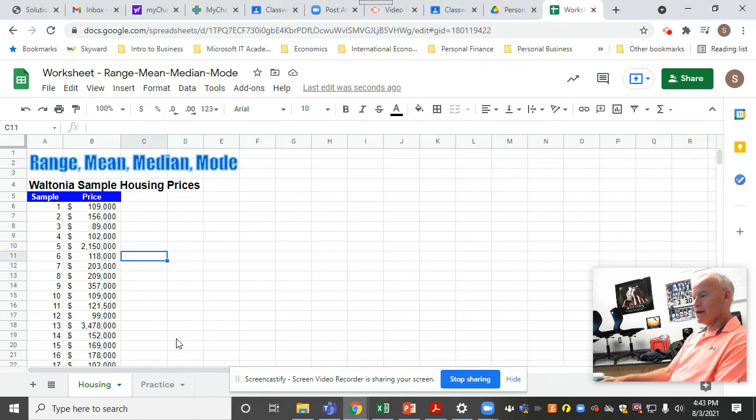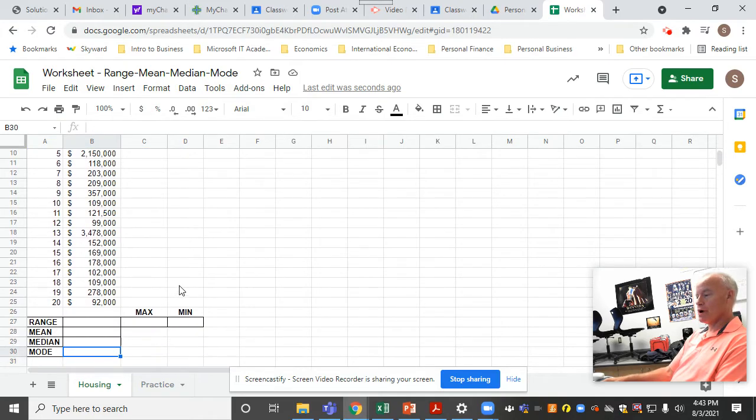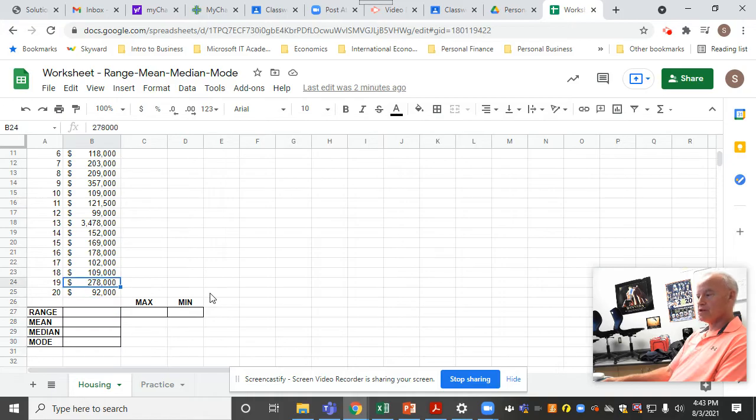So here we have a series of home prices in the mythical town of Waltonia. All right. And we have 20 different home prices. And we want to get some information as far as, first of all, what is the range? What is the mean? What is the median? And what is the mode to get some idea of our housing prices?